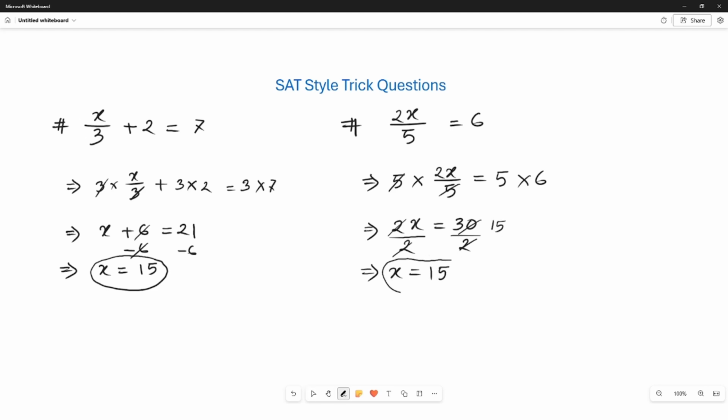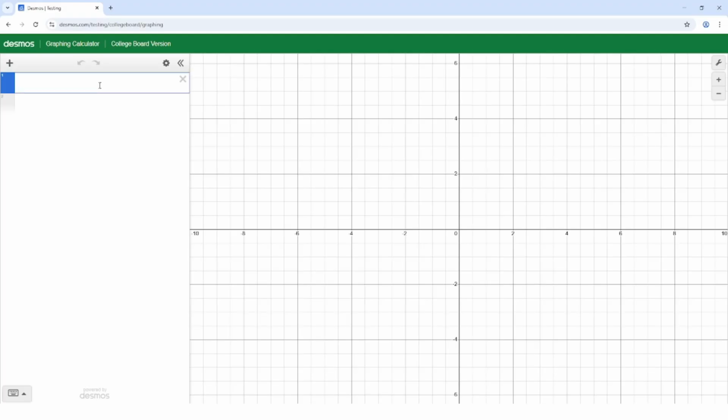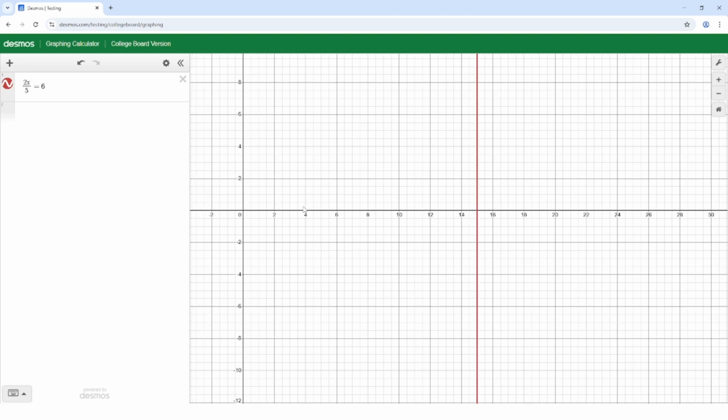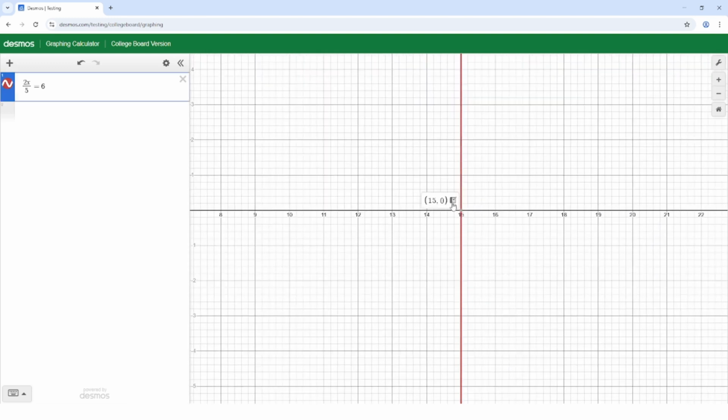Now let's solve this on Desmos. First, we have to type the equation on Desmos: 2 times x over 5 equals 6. Then we'll zoom out a little bit and we get our answer. And our answer is 15.